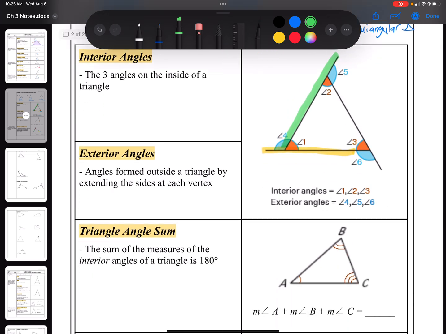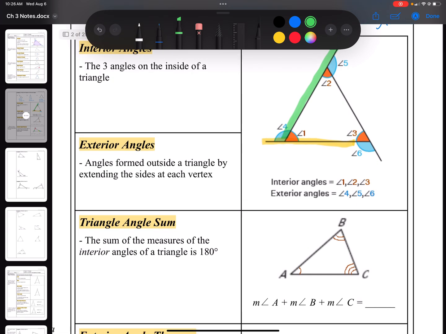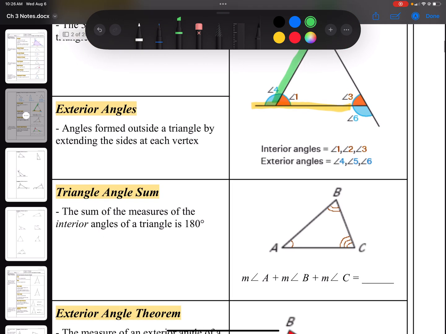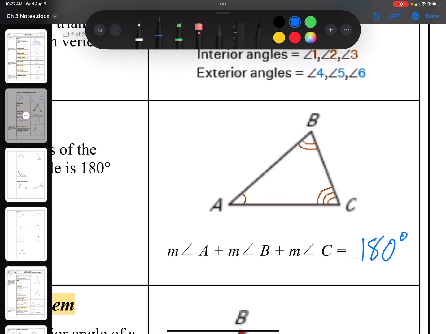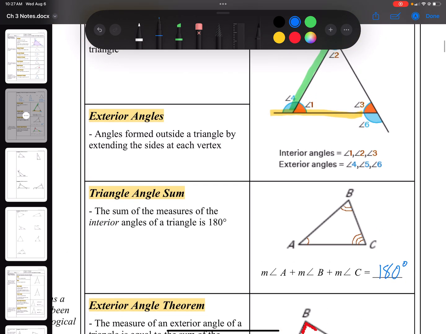Well, the triangle angle sum. It turns out that the sum of the measures of interior angles in a triangle will always add up to 180 degrees. So look at this triangle. Angles A, B, and C are all interior angles. Therefore, the measure of A plus the measure of B plus the measure of C has to equal 180 degrees. And that's why we said earlier, if it's equiangular, all the angles are equal, they will always be 60 degrees, because 60 plus 60 plus 60 equals 180. What about exterior angles?